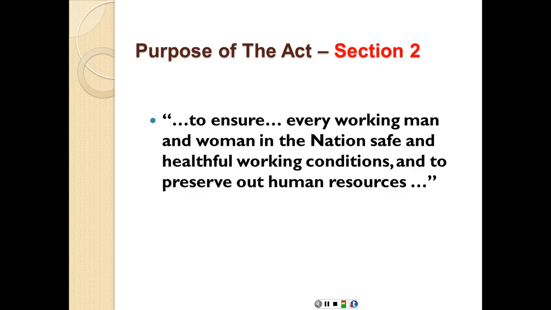So the purpose of the Occupational Safety and Health Act, as it's stated on the Act itself in Section 2, is to ensure for every working man and woman in the nation safe and healthful working conditions, and to preserve our human resources. That's the major purpose of the Act.